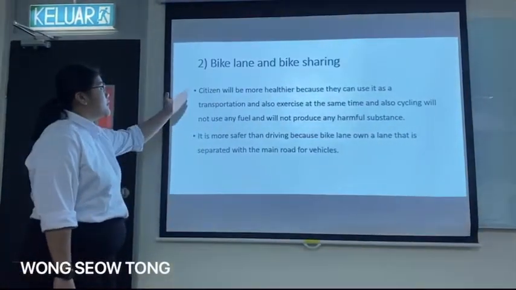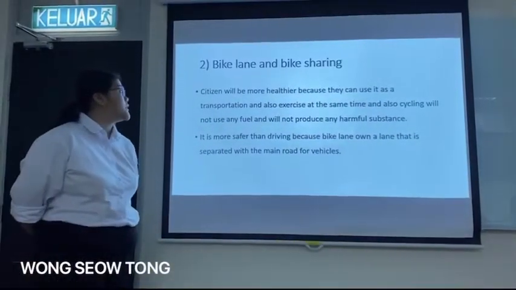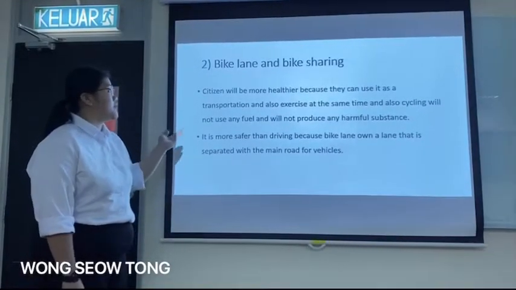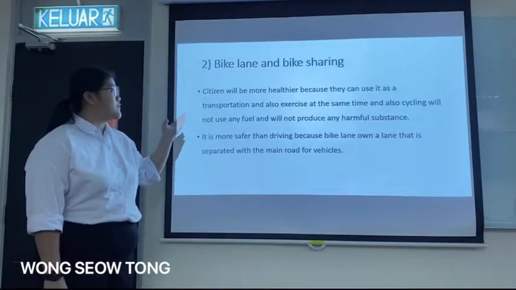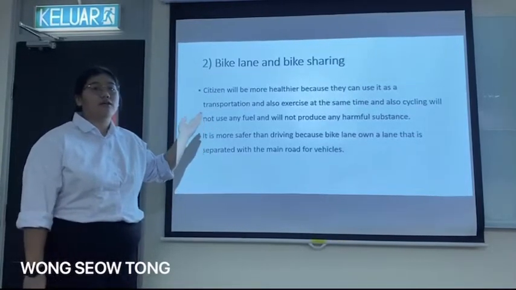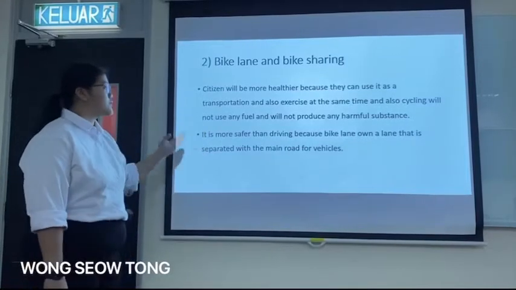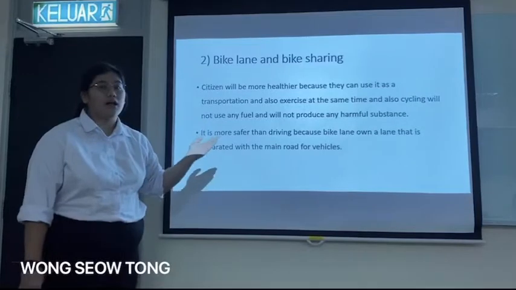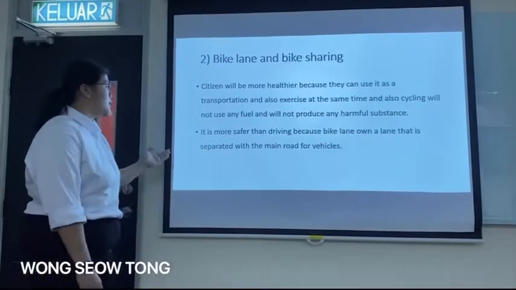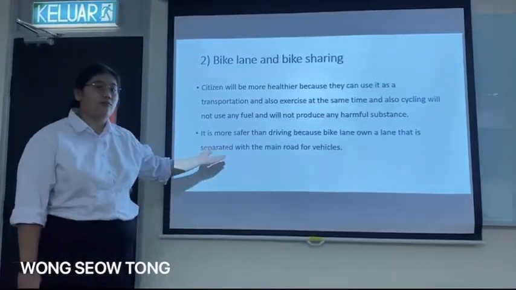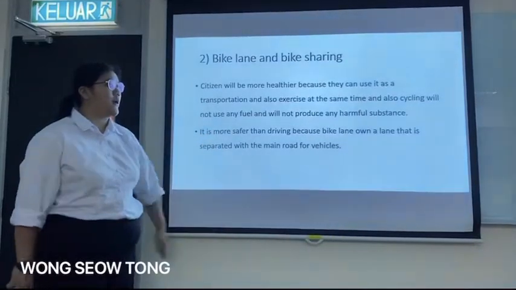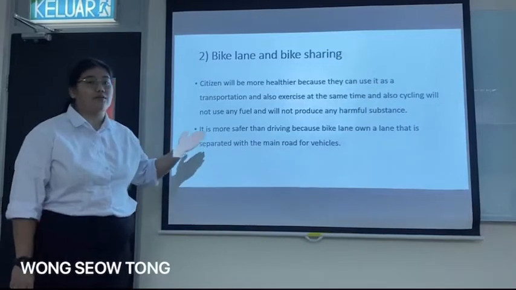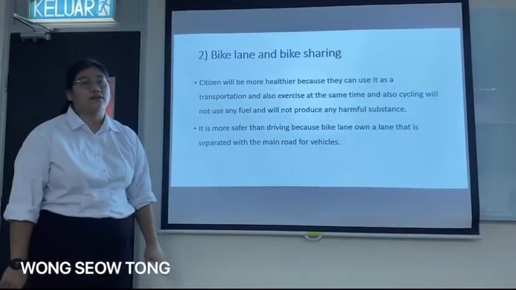The second one, bike lane and bike sharing. Citizens can be happier by using the bike lane and bike sharing because they can use it as transportation and also exercise at the same time, so they don't need to use any fuel or produce any harmful substances. And it is safer than driving because with a bike lane, they have their own lane that is separate from the main street to avoid vehicles.